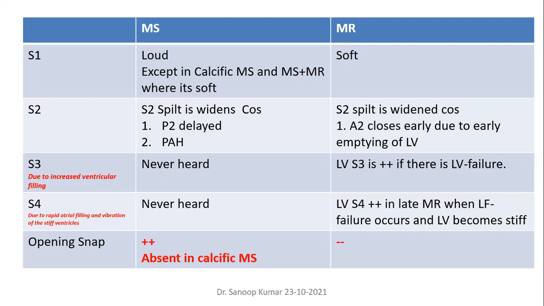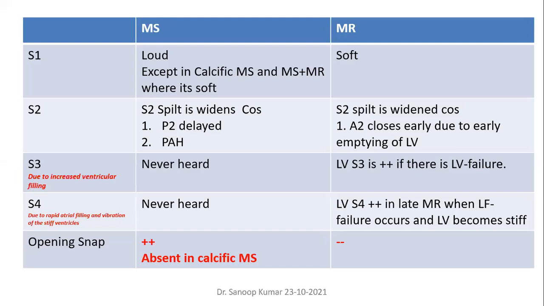In MR also, S2 is going to split. The split of S2 in MR is mainly due to early closure of A2 due to early emptying of the left ventricle. I told you some amount of blood will go back into the left atrium. So the amount of blood emptying from the left ventricle in mitral regurgitation will be less. So A2 will close early.